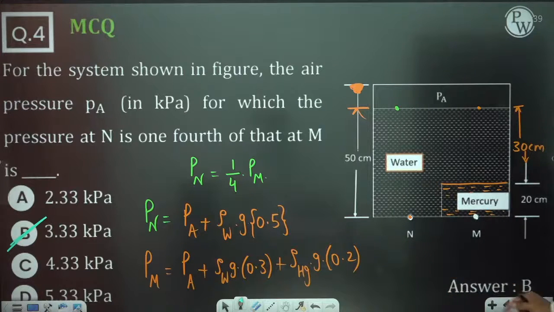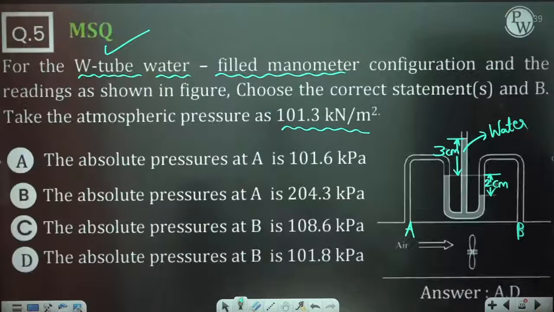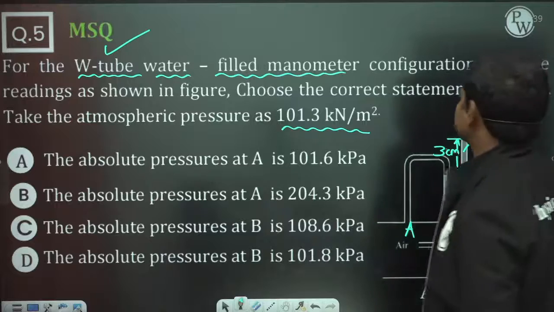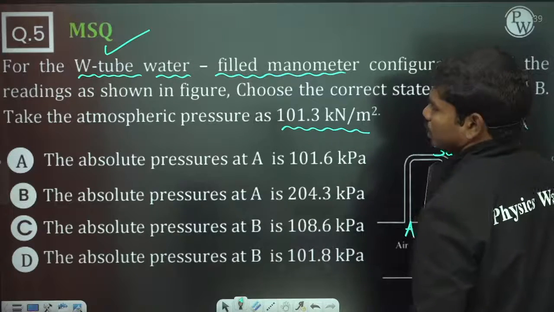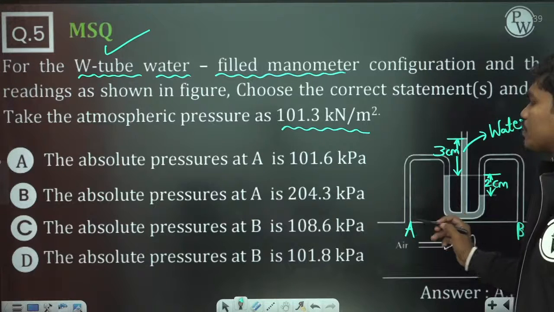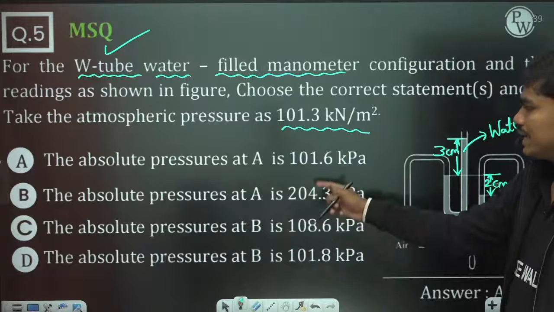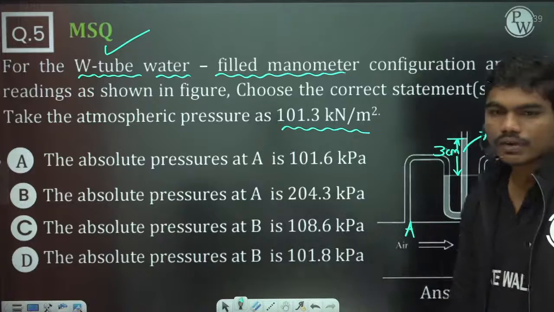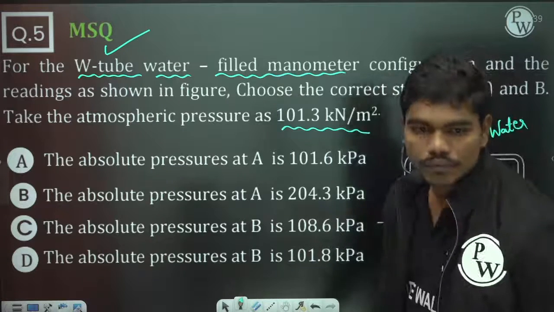Okay. Now let us see here. Let us go for this question. In this question, what they are asking you is to choose the correct statement at A and B, maybe they mean. Take the atmospheric pressure as 101.3 kilonewton per meter square. The absolute pressures at A and B are given. So let us calculate the value.